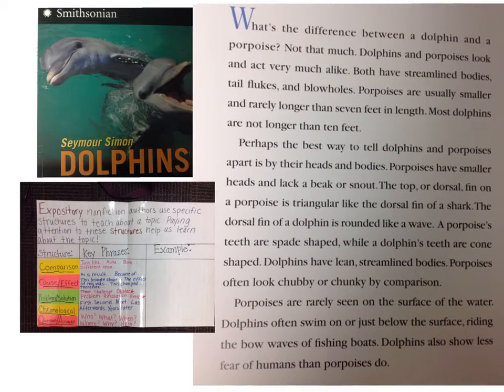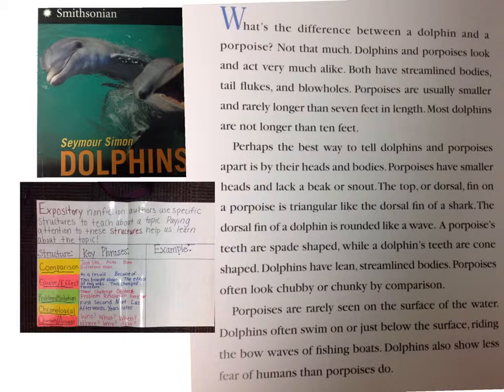What's the difference between a dolphin and a porpoise? Not that much. Dolphins and porpoises look and act very much alike. Both have streamlined bodies, tail flukes, and blowholes. Porpoises are usually smaller and rarely longer than 7 feet in length. Most dolphins are not longer than 10 feet. Perhaps the best way to tell dolphins and porpoises apart is by their heads and bodies. Porpoises have smaller heads and lack a beak or snout. The top or dorsal fin on a porpoise is triangular, like the dorsal fin of a shark. The dorsal fin of a dolphin is rounded like a wave.